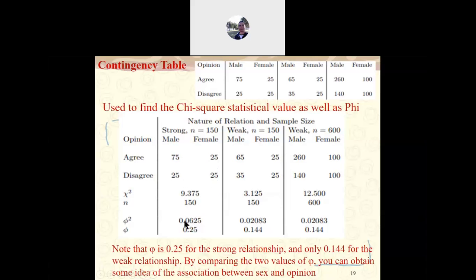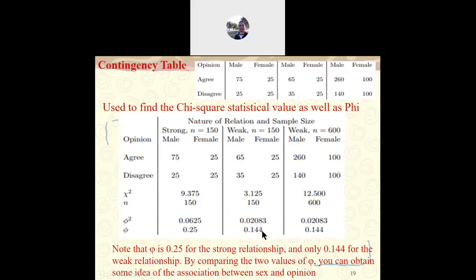What is the chi-square? This one. I prefer phi. How to find phi? Phi is the chi-square over n. So you divide 9.375 over 150, which is 0.25. But in this other case, you get chi-square is 3.125. You get the sample size here is 65 plus 25, 90, plus 35 is 125, plus 25 is 150. If you divide the chi-square by the 150, you will get the phi value. The phi value is 0.1.